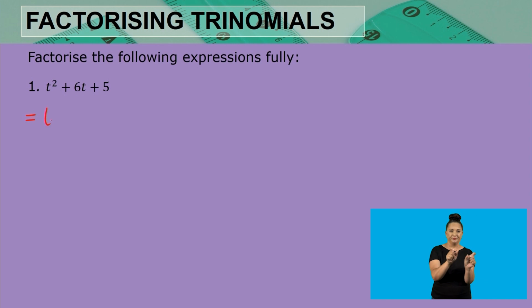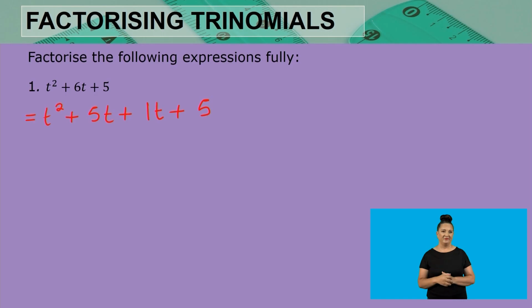So we are going to say t squared plus 5t plus 1t plus the 5. So can you see how I've expanded that 6t, which is that middle term, into 5 plus 1? Because 5 plus 1 is 6t. So 5t plus 1t is 6t. So what is the next thing that we are going to do?